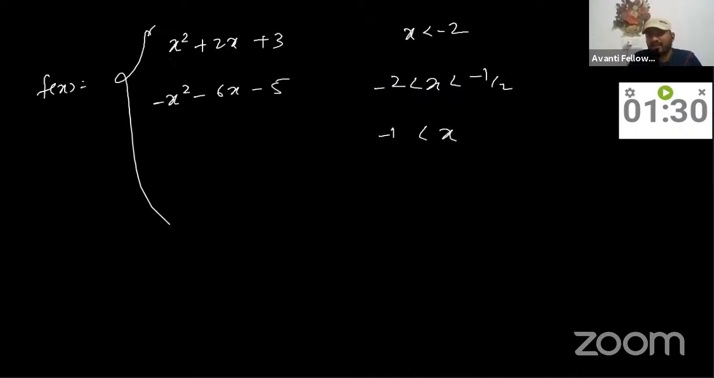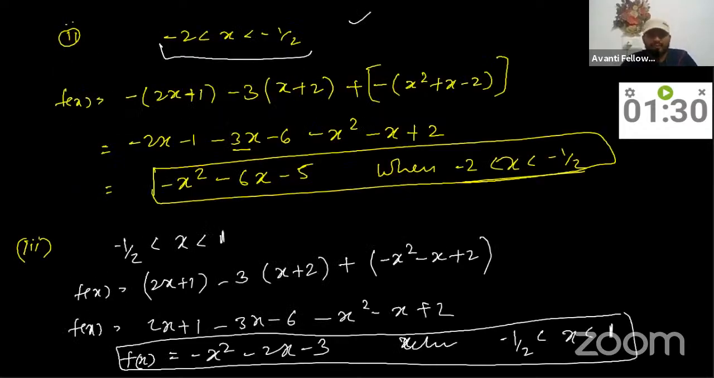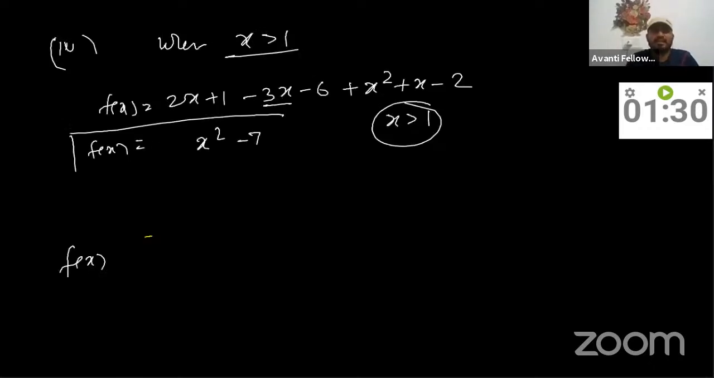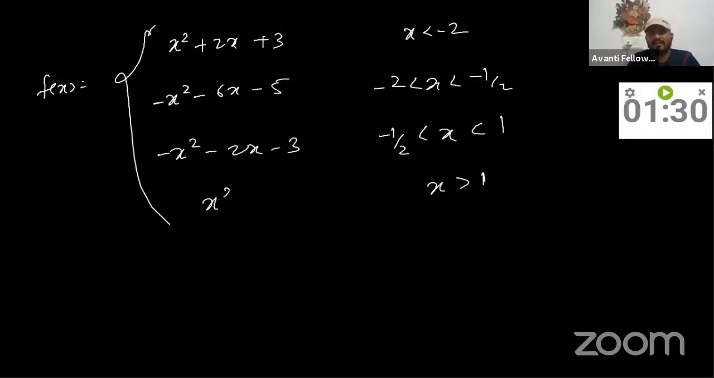Now, in the third region, when your x is -1/2 to 1, in this region we have this function: minus x square minus 2x minus 3. And the last region, when your x is greater than 1, we have x square minus 7. But yes, guys, I haven't written down the equal to sign. Why? Because we are talking about the differentiability. If you want, yes, you can write equal to sign here, here, and here. It's up to you. Wherever you can put equal to sign anywhere.